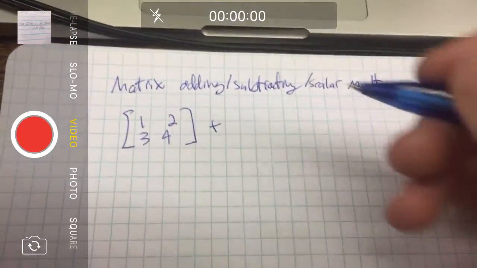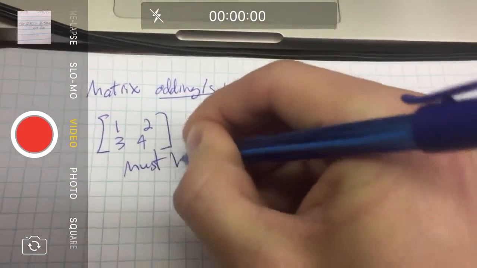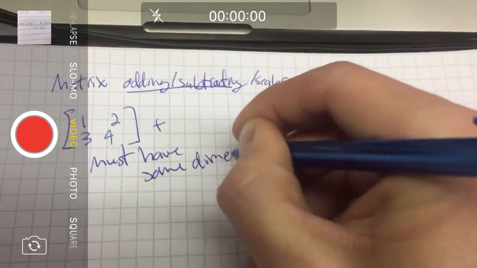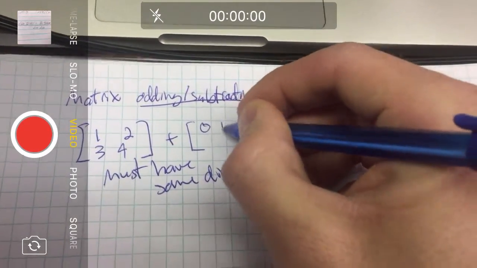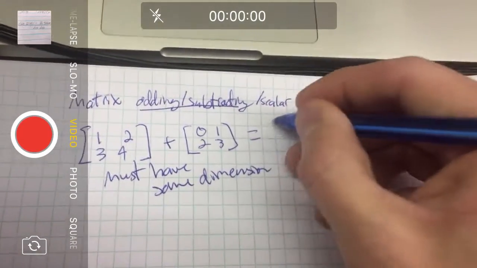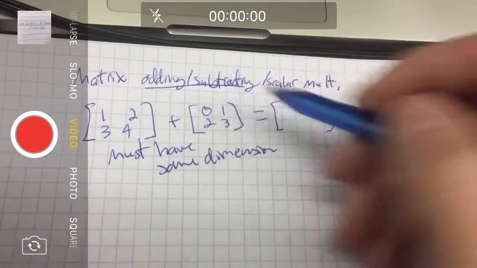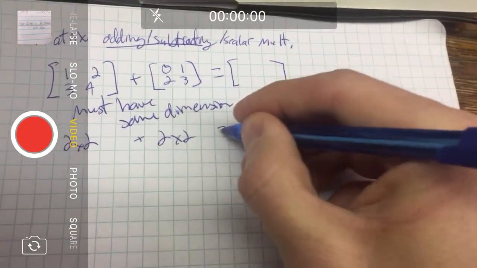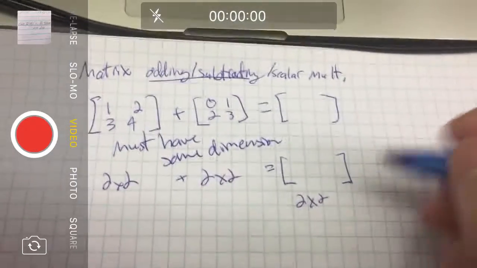adding. So for adding and subtracting to take place, you must have the same dimensions or matching dimensions between the two matrices. So let's see, these two, they're both 2 by 2, so therefore we can add them. So the answer will have the same dimensions as the first two. Okay, so this is a 2 by 2 plus a 2 by 2, so my answer will be a 2 by 2. Okay, and it's very straightforward.